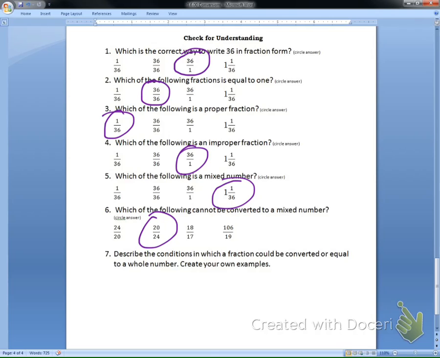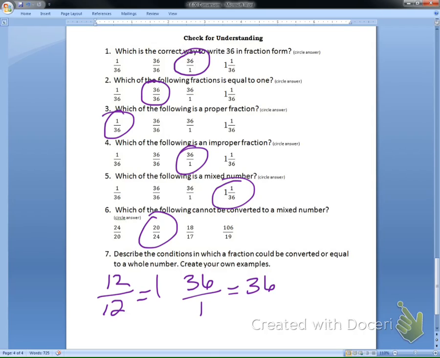Now, I didn't explicitly show you or tell you what this is in this lesson, but let's think about it. So this is going to be a challenging question for some of you. Well, one of the things that I pointed out before is that whenever you have a fraction whose numerator and denominator are the same, it's equal to 1, which is a whole number. I also showed you how if you had a number and you put a 1 under it, that's equal to its original whole number. Any number over 1 is always equal to a whole number.